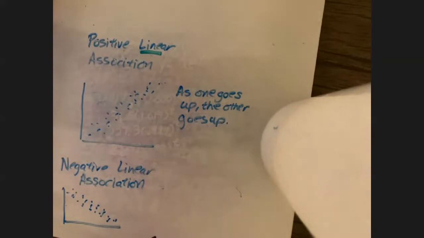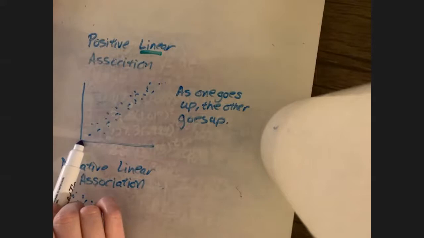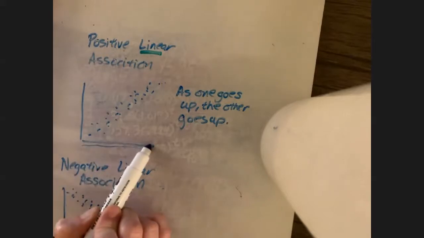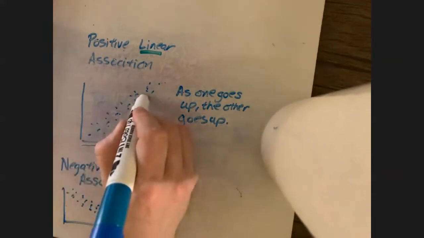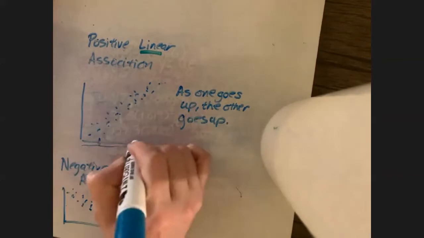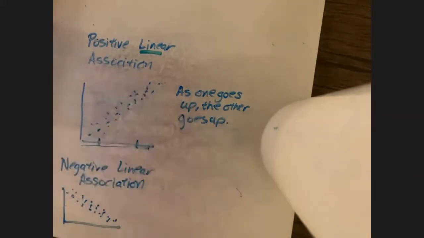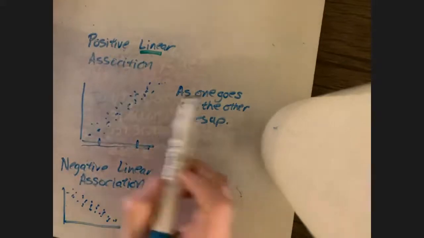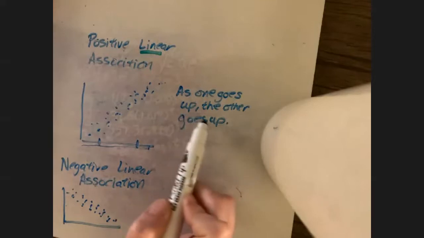Okay, now with a positive linear association, as one number goes up, so if my x's down here are going up, then so are the y's. If I go to an x value that got bigger, then the y value is also bigger. You could also read it as: as one goes down, the other goes down. Both of these words do the same thing.